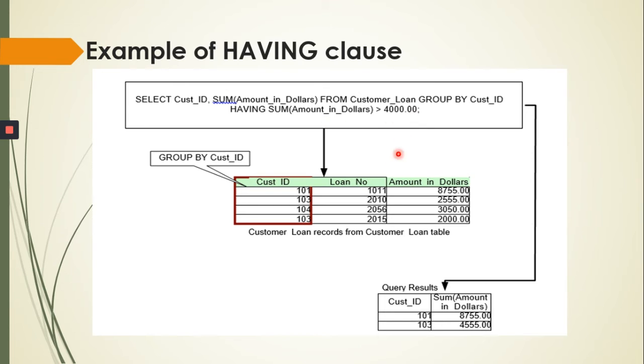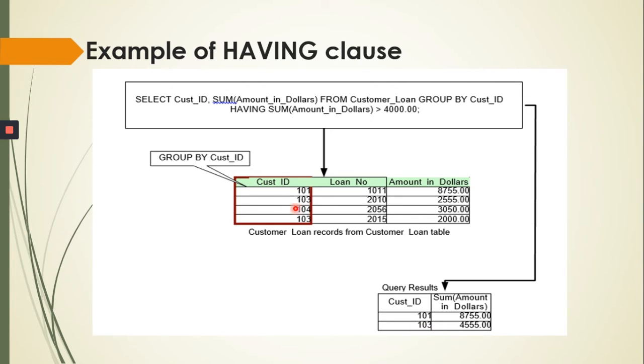Now see. For 101 it is 8055, so it will give 8055. Now we are using group by also. Here we have 103 and 103, so 2555 and 2000. So the total amount is 4555. Remember this, we are using group by also. So 103 is combined, and the output is 4555. So 103 is also in the output.